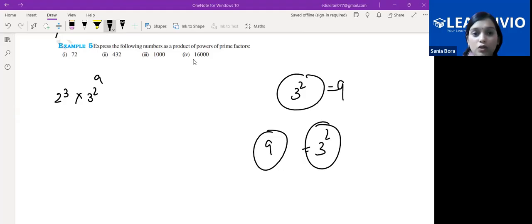Now for the second one also, you wrote 2 raised to the power 4 multiplied by 9 multiplied by 3. So 2 raised to the power 4 multiplied by then 3 raised to the power, tell me, 3. Because you wrote 9 multiplied by 3. So 9 is 3 raised to the power 2 and then 3. So 3 raised to the power 3. Okay. Now for the third one, what did you get?